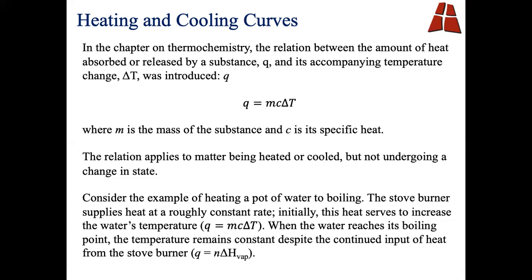We know that water at about sea level boils at 100 degrees Celsius. So once we reach 100 degrees Celsius, the water will continue boiling, but our temperature will remain constant as that heat is now being used to transform water from being a liquid to being a gas as it is boiling. In that case, we can quantify heat in a different way using Q equals nΔHvap.